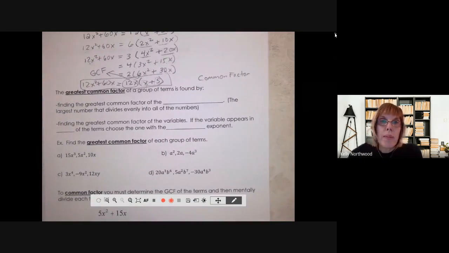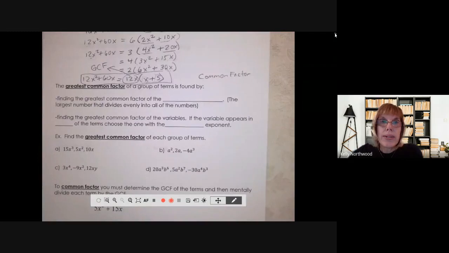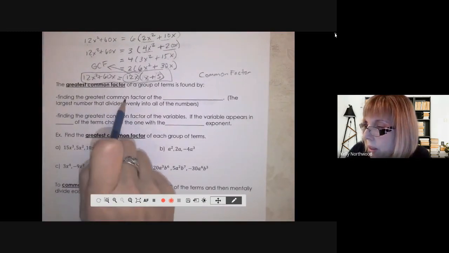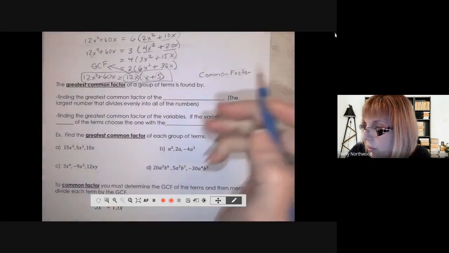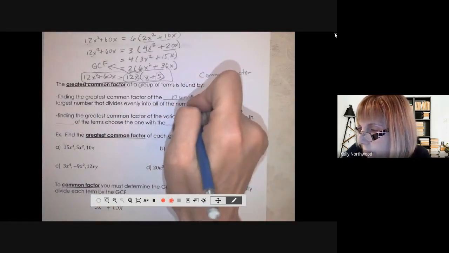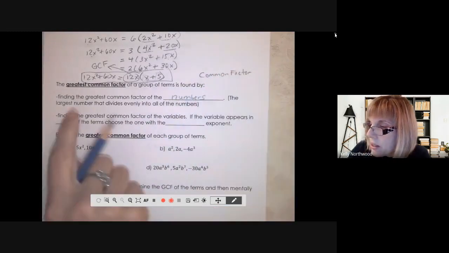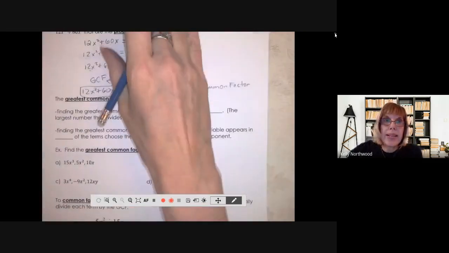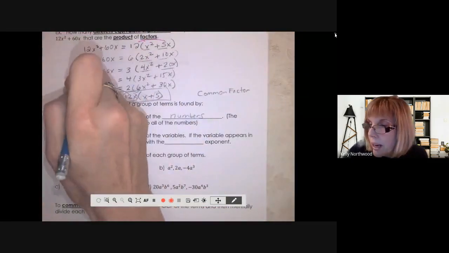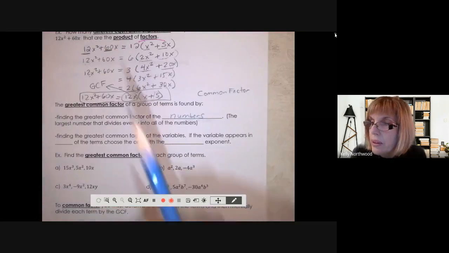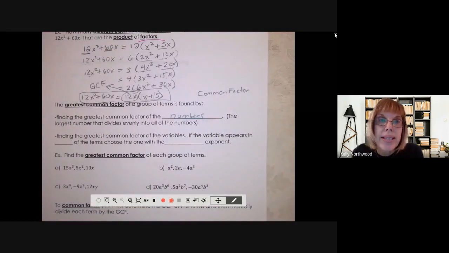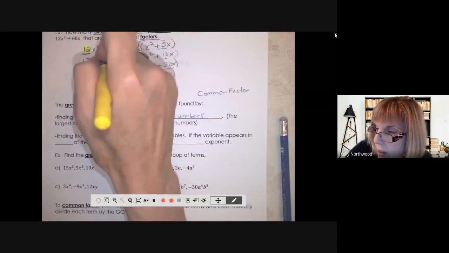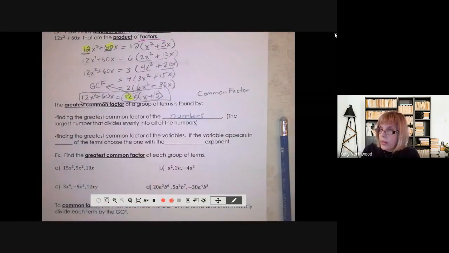So the greatest common factor of a group of terms is found by, first of all, finding the biggest number, or greatest common factor, of the numbers. That's the largest number that divides evenly into all of the numbers. So if you were looking back at this as an example, we'd be looking at the 12 and the 60 for the biggest number that goes evenly into both 12 and 60. And that number is 12, because 12 goes into itself and it goes into 60.